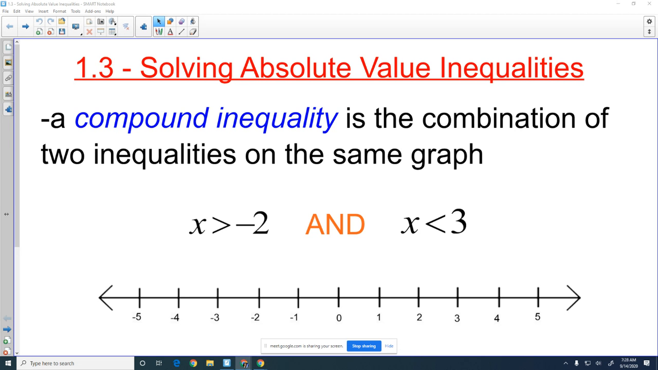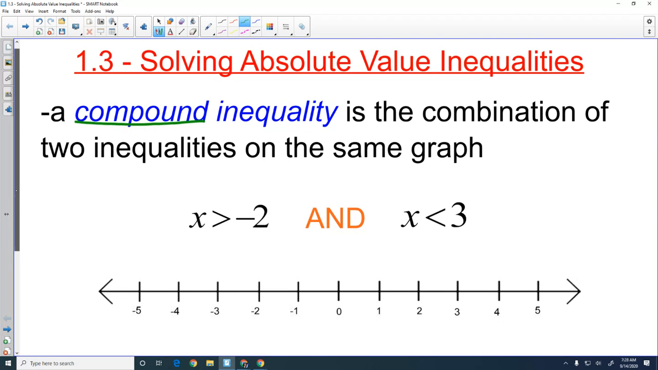Typically with absolute value inequalities, we'll be solving something called compound inequalities. And the word compound just means more than one, like together, multiple things. And so with a compound inequality, you're going to have two of these inequalities on the same graph. And by graph, I really just mean a number line. It's not going to be like a full coordinate plane. And so this compound inequality means we're going to graph both of them on the same number line.